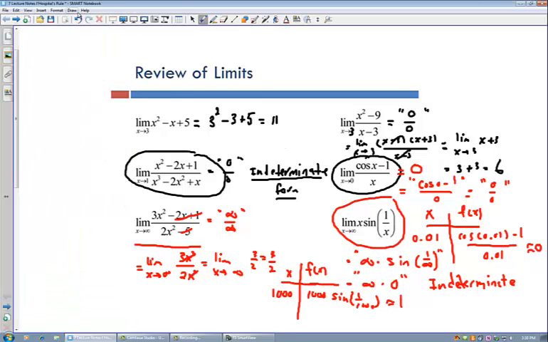So my guess for this thing would be that this is equal to 1. And we'll use L'Hopital in a little bit to do it.